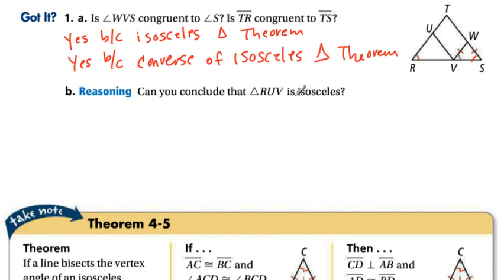Okay, can you conclude that triangle RUV is isosceles? Well, if it's isosceles, that means its base angles are equal or its sides are equal. So we already know that angle S and angle R are congruent. We have angle WVS congruent to angle URV. Is there any way to get these sides congruent? We know that the big sides are congruent. We know these two little sides are congruent. But I don't think we have enough information to conclude that this little triangle is isosceles. Nothing is telling us that the sides are congruent, and we just don't know if this angle right here is congruent to either this one or that one. So no, we cannot conclude that.